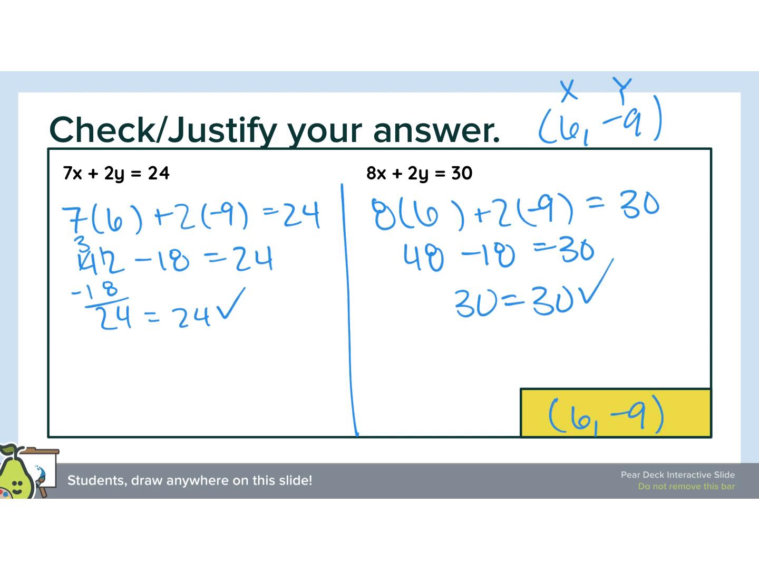So now it is time for your exit ticket. Show your work and check it. Check it, check it, check it. If you do not get the same number on both sides, you need to go back and find your mistake, okay? Please do not just force it if you know that's not the right answer.